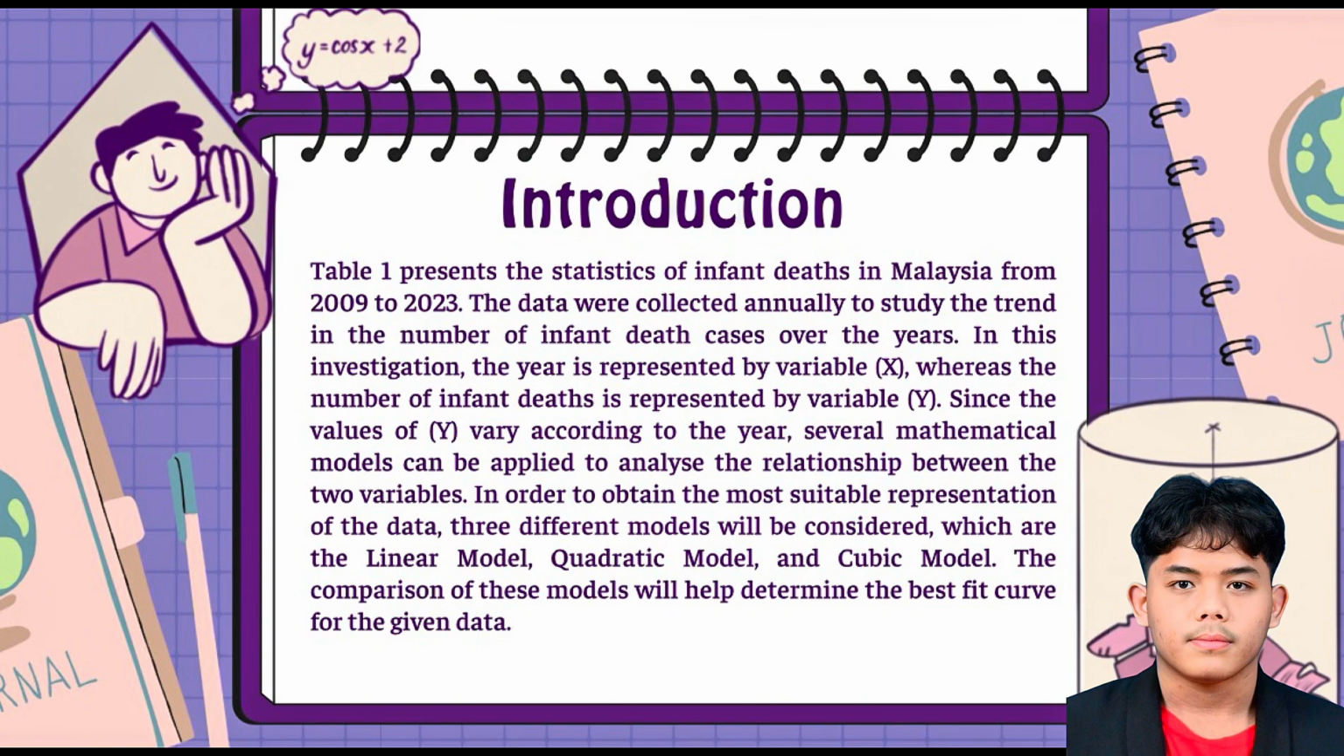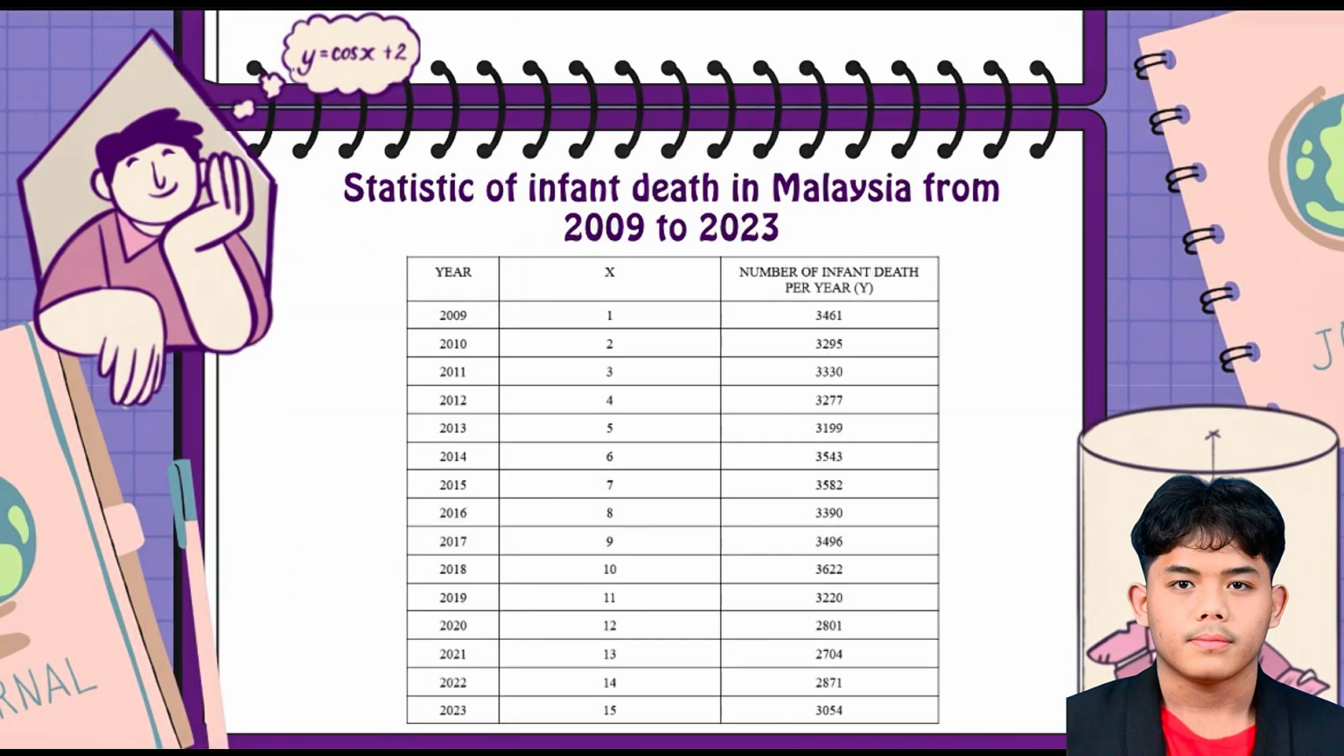In order to obtain the most suitable representation of the data, three different models will be considered, which are the linear model, quadratic model, and cubic model. The comparison of these models will help determine the best fit curve for the given data. As you can see here, this is the statistic of infant death in Malaysia from 2009 to 2023. We listed two variables, which are X and number of infant deaths per year.